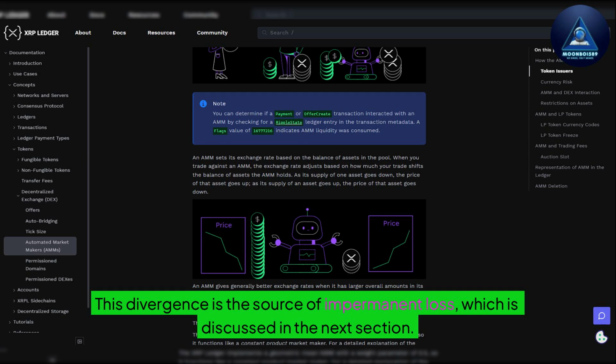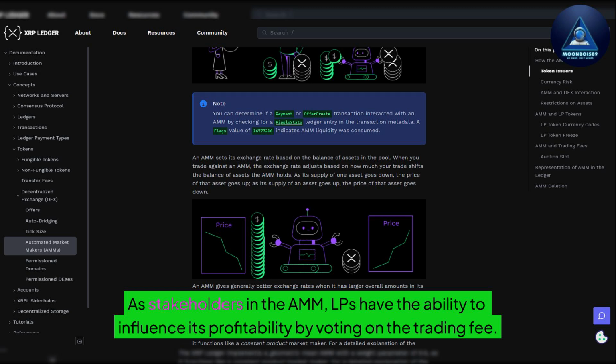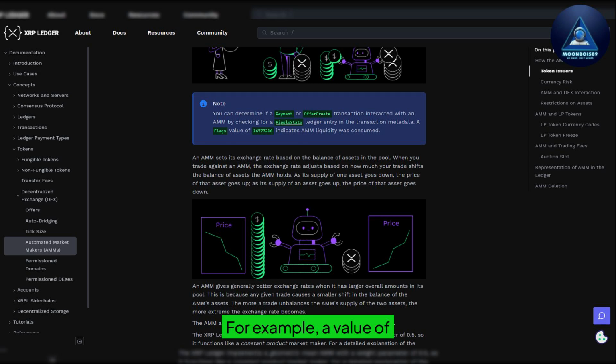Engaging with the protocol: voting on trading fees, the AMM vote. As stakeholders in the AMM, LPs have the ability to influence its profitability by voting on the trading fee. Mechanism: using the DEX interface, an LP can initiate an AMM vote transaction. The user enters their desired fee, which is typically specified in basis points, 1/100%. For example, a value of 100 in the transaction corresponds to a 0.1% trading fee.